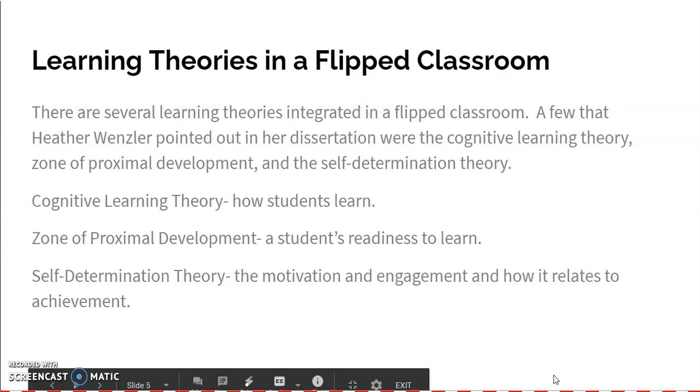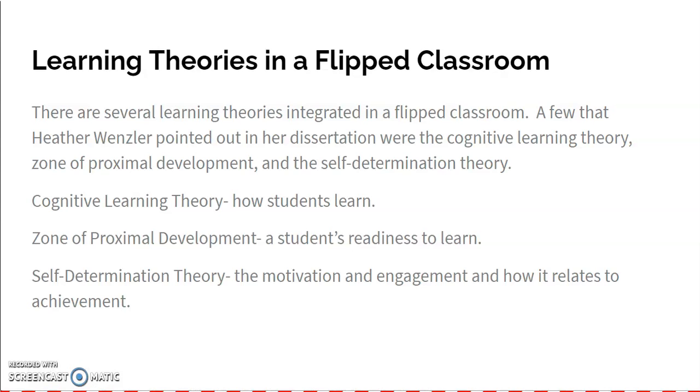Learning theories in a flipped classroom. There were probably about 5 or so mentioned. The 3 that stood out to me would be the cognitive learning theory because we had talked about that before in class, and that's more of how students learn. It also mentioned the zone of proximal development, which is whether the student is ready to learn this, or do they need to go back and maybe learn some other things? And then the self-determination theory, which has a lot to do with how students are. Like, are they highly motivated and ready to learn? And do they see good grades as achievement? And so on.